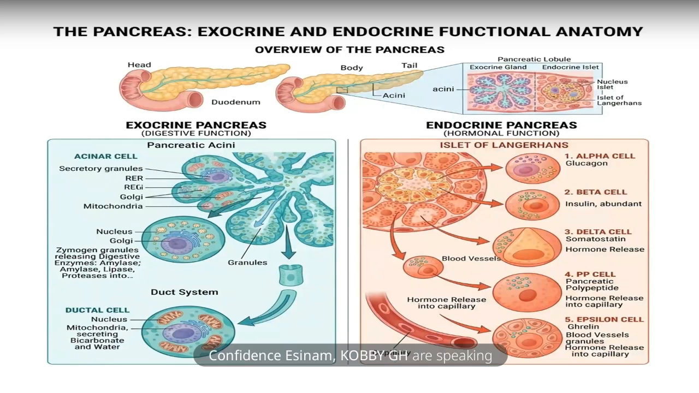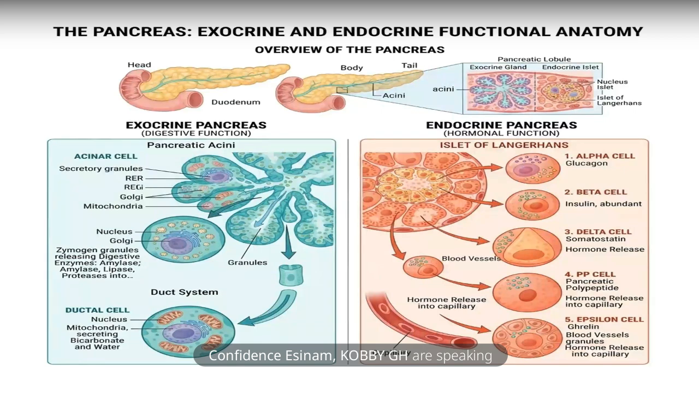The first we call alpha cells. The second we call beta cells. The third we call delta cells. The fourth we call PP cells, which are pancreatic polypeptide cells. The fifth we call epsilon cells. So in the endocrine pancreas, we have 5 cells: the alpha cells, the beta cells, the delta cells, the PP cells, and the epsilon cells.